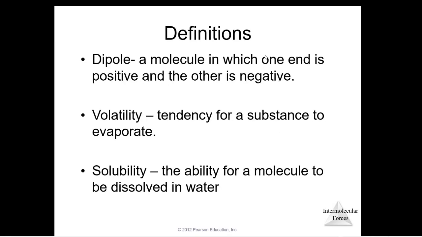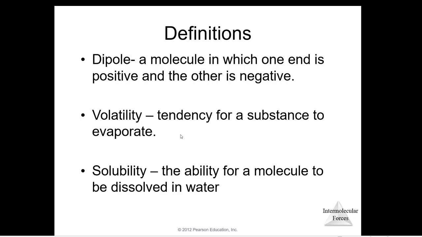Okay, a couple definitions before we get started. A dipole is a molecule in which one end is positive and the other is negative. So di means 2. Poles means 2 poles. So there's a positive side and a negative side. Volatility, if you hear me say that, that is a tendency for a substance to evaporate. So it's how fast. So if it has a high volatility, it will evaporate. It has a very low boiling point, so it evaporates very fast.